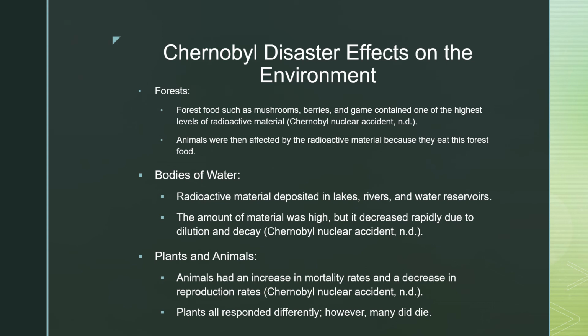Plants and animals were also affected by the Chernobyl disaster. Animals had an increase in mortality rates and a decrease in reproduction rates. Plants all responded differently, however, many did die.